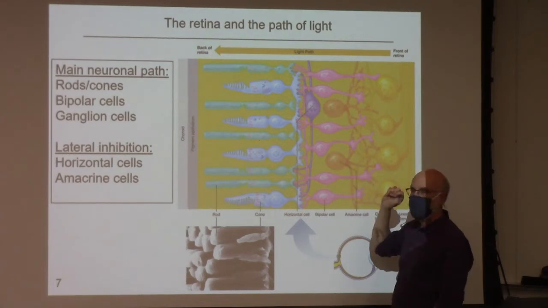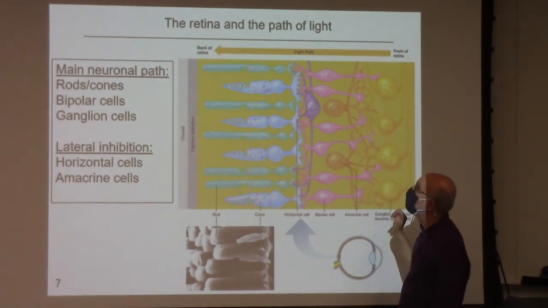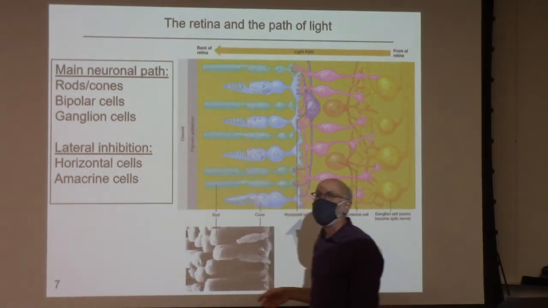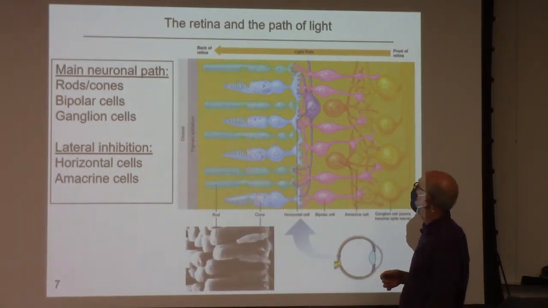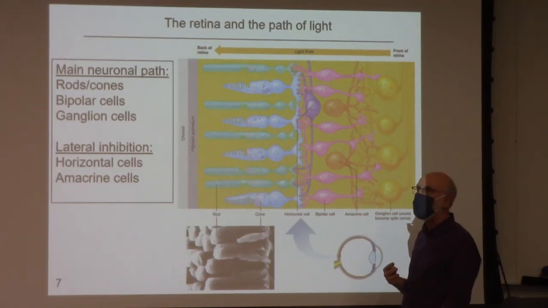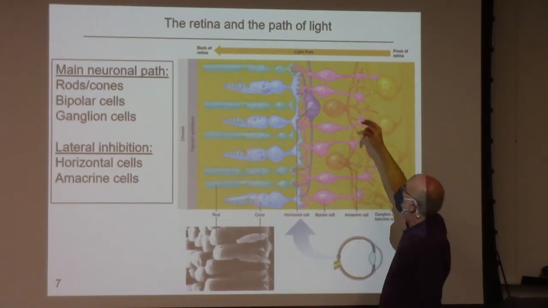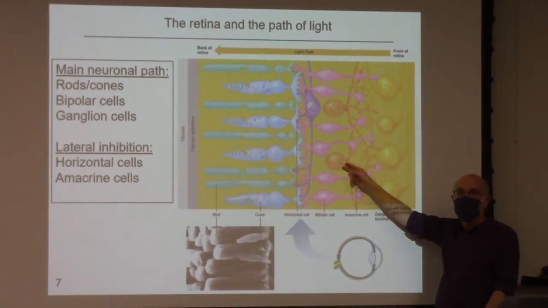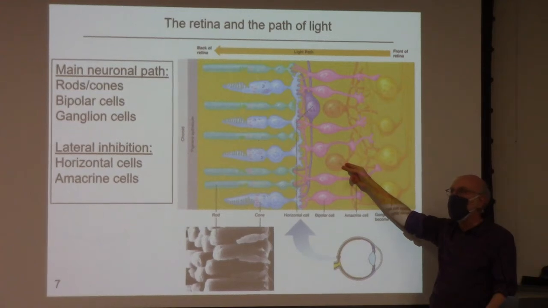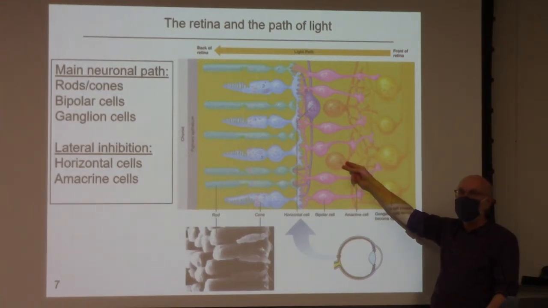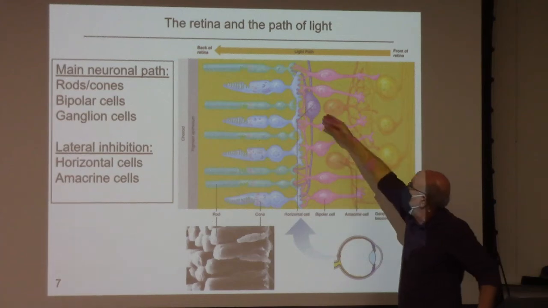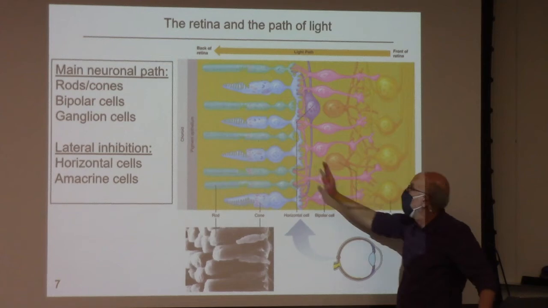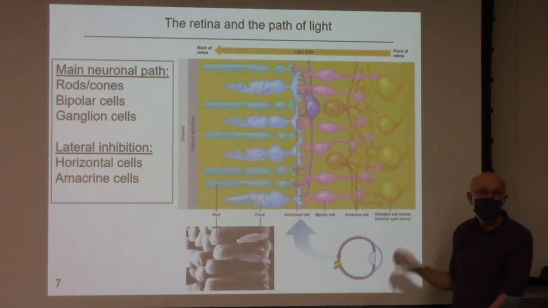There are cells, in addition to this through path; there is a path for lateral inhibition. And in the retina, lateral inhibition is done by two types of interneurons called horizontal cells and amacrine cells. I do want you to know the names of the cells that form lateral inhibition in the retina. Horizontal cells do lateral inhibition at the first synapse, and amacrine cells do lateral inhibition at the second synapse.